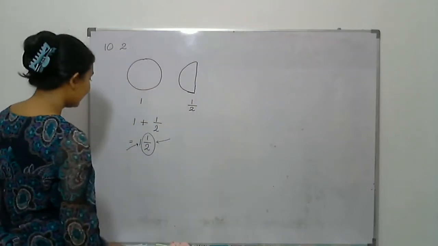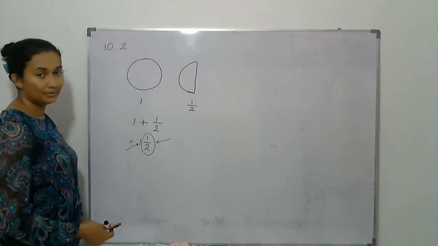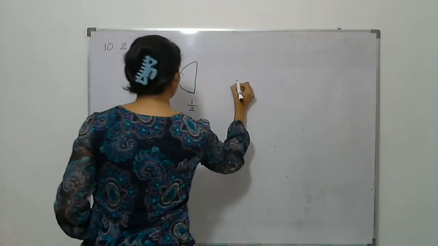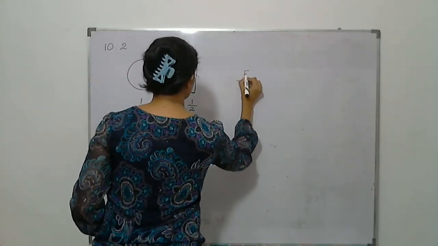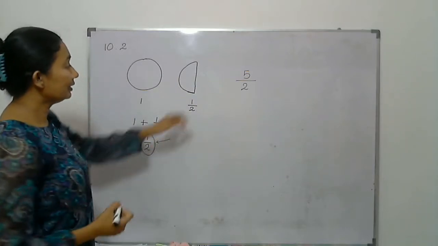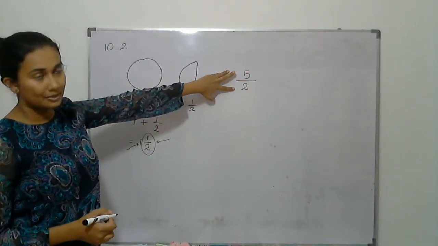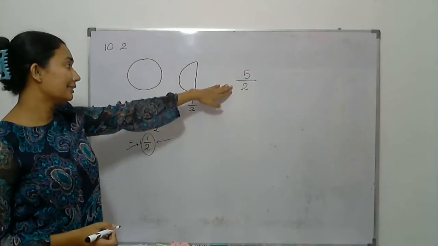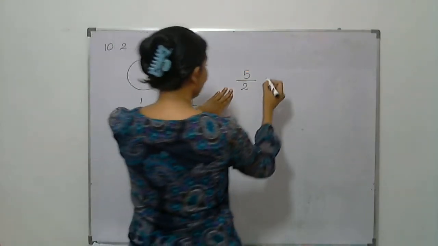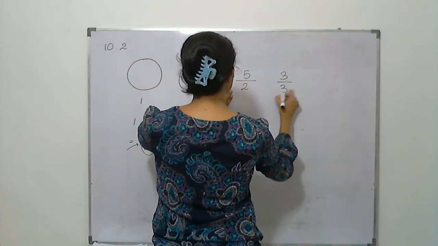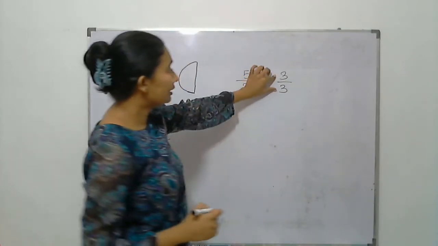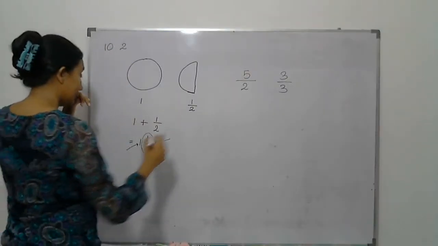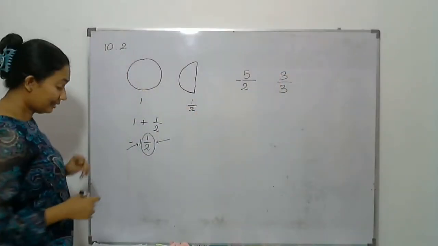Now let's see what are improper fractions. Okay, improper fractions are fractions like this. Here when we consider the numerator and the denominator, the numerator is greater than the denominator or equals to the denominator, like this. If the numerator and denominator are equal or the numerator is greater than the denominator, they are called improper fractions.